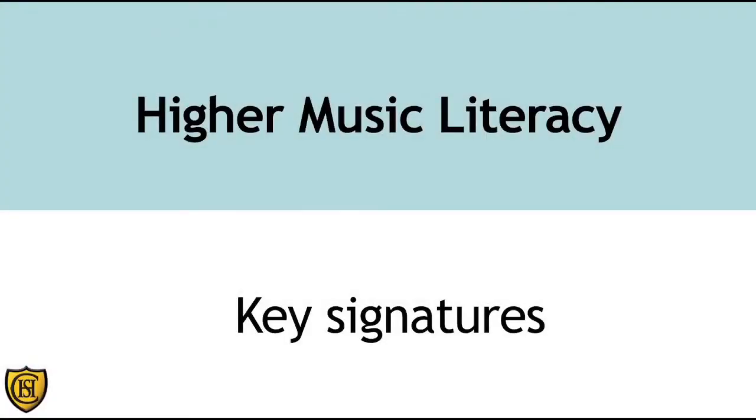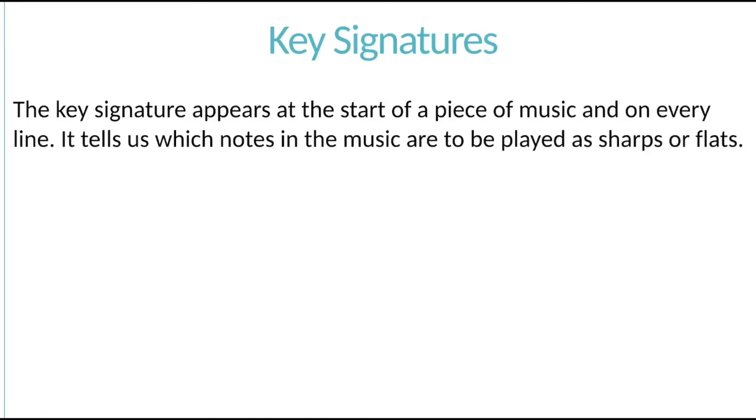Signatures that you have to know about for Higher Music. The key signature appears at the start of a piece of music and on every line of the music. It tells us which notes in the music are to be played as sharps or flats.